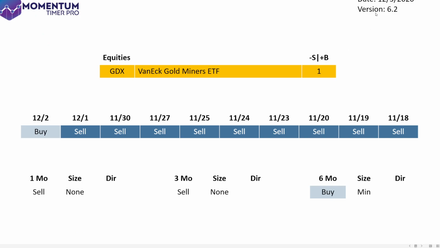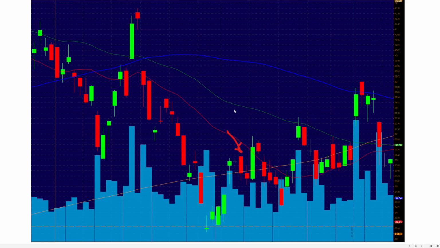How about December 3rd, 2020? String of sell signals, flipping to a buy, turns to gold. You get alerted. You look and say, clearly in a downtrend. 1 month at none, 3 month at none, 6 month at minimum. What did you get? Well, you got this red candlestick here.